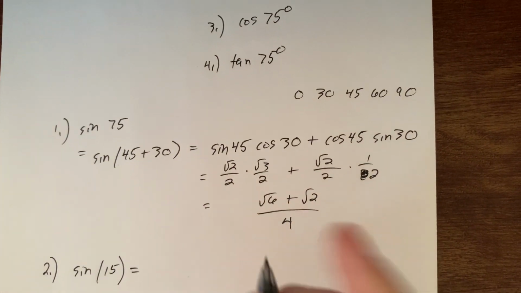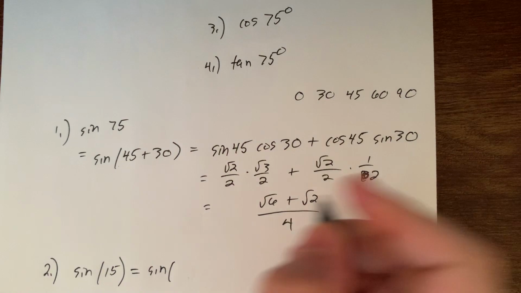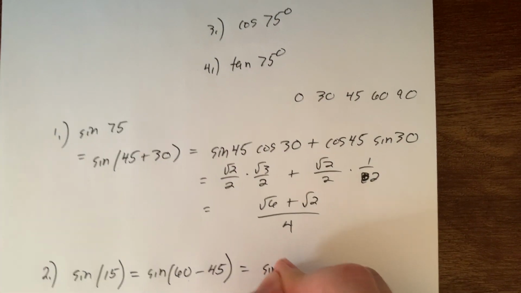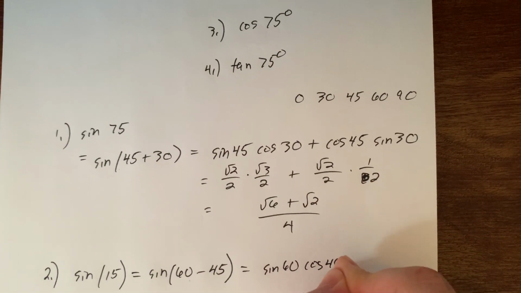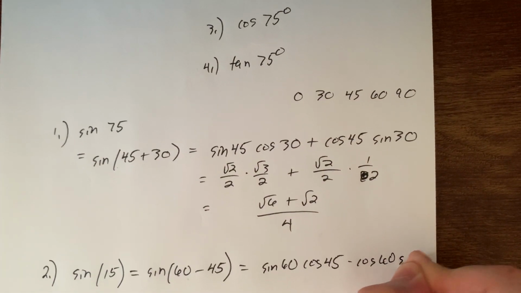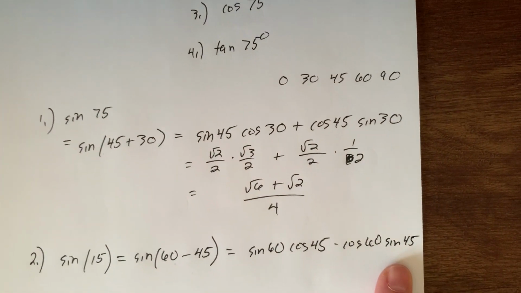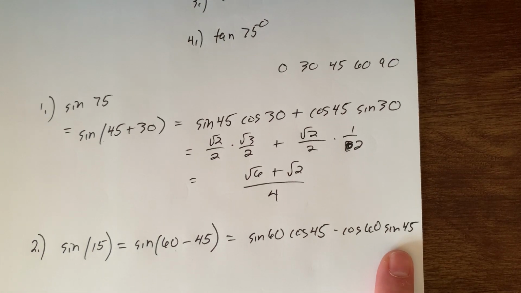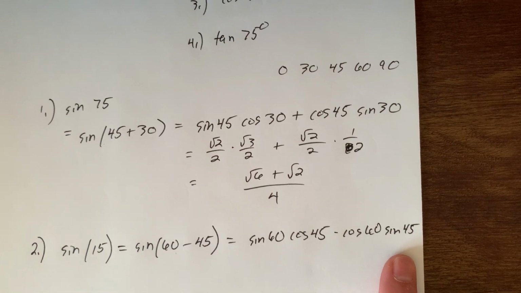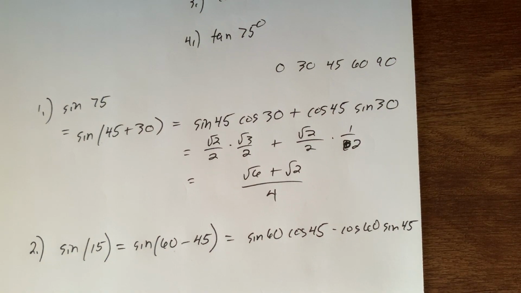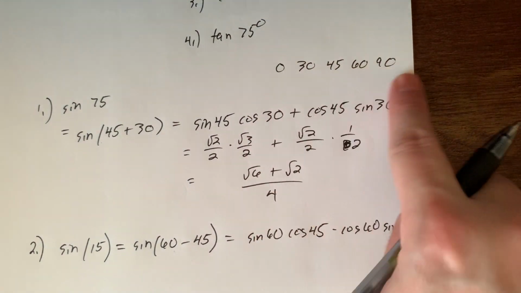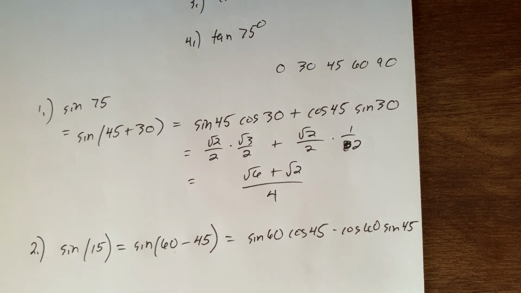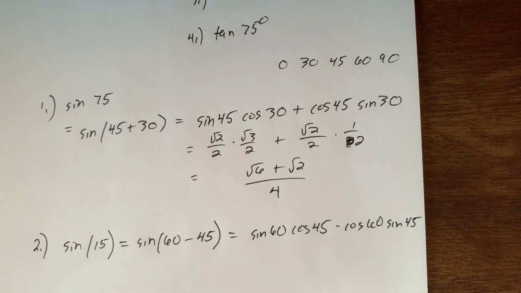For sine of 15, I'll do sine of, again, 60 minus 45. So that'll be sine of 60, cosine 45, minus cosine of 60, sine of 45. Again, this is what I was saying in the chapter 4 videos. You see how much we're using right triangle facts. We're using the reference angles and the trig values that go with them. We're using the Pythagorean trig identity. That was the building that I've been talking about.